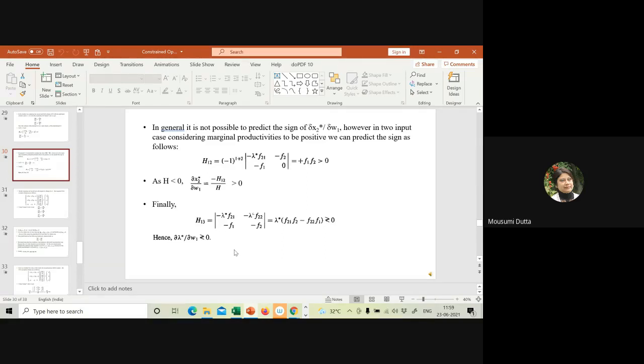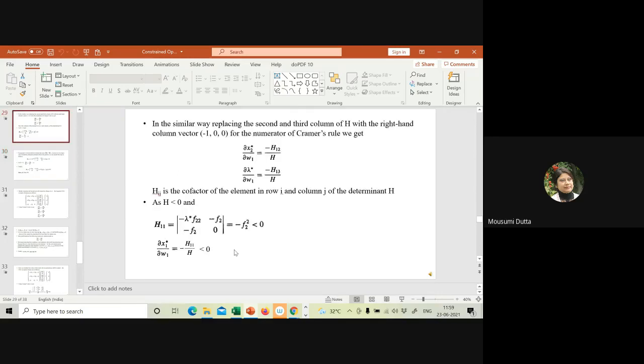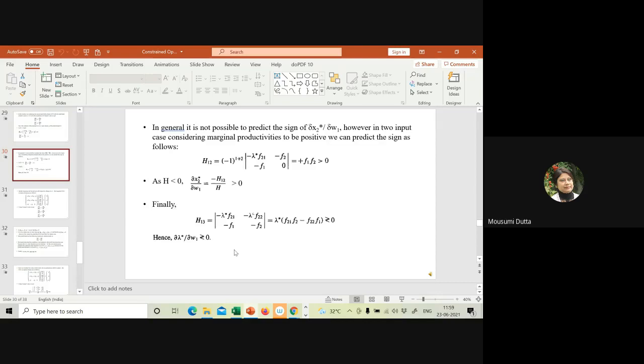Okay, so all three derivations are complete, I hope. Del x1 star by del w1, del x2 star by del w1, del lambda star by del w1. The first one was negative. The factor demand curve is negative. Here, on the basis of the assumption, we are finding del x2 star by del w1 positive. Del lambda star by del w1 can be either positive or negative depending on the sign of f21 f2 minus f22 f1.